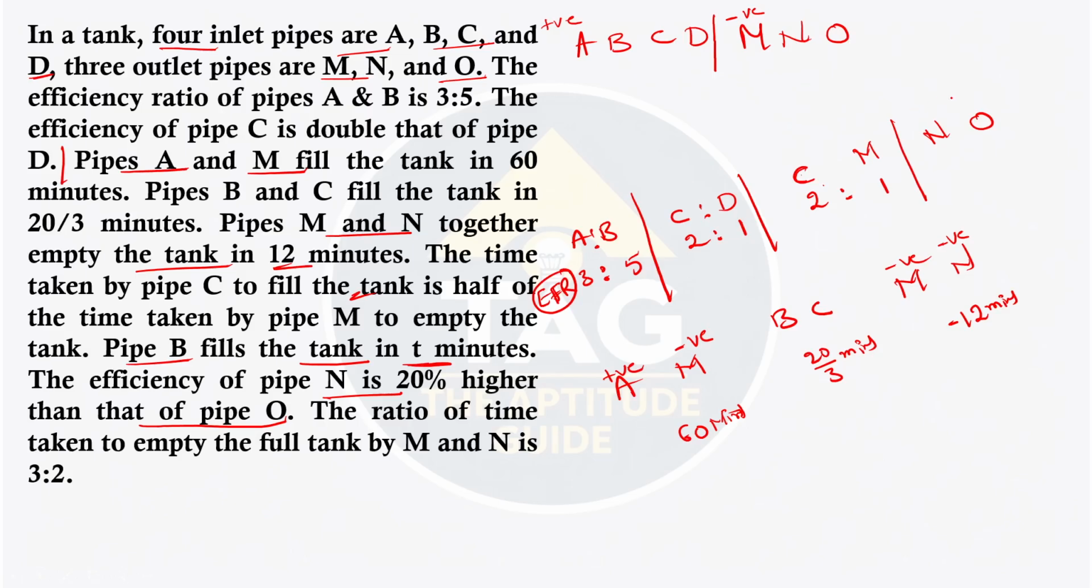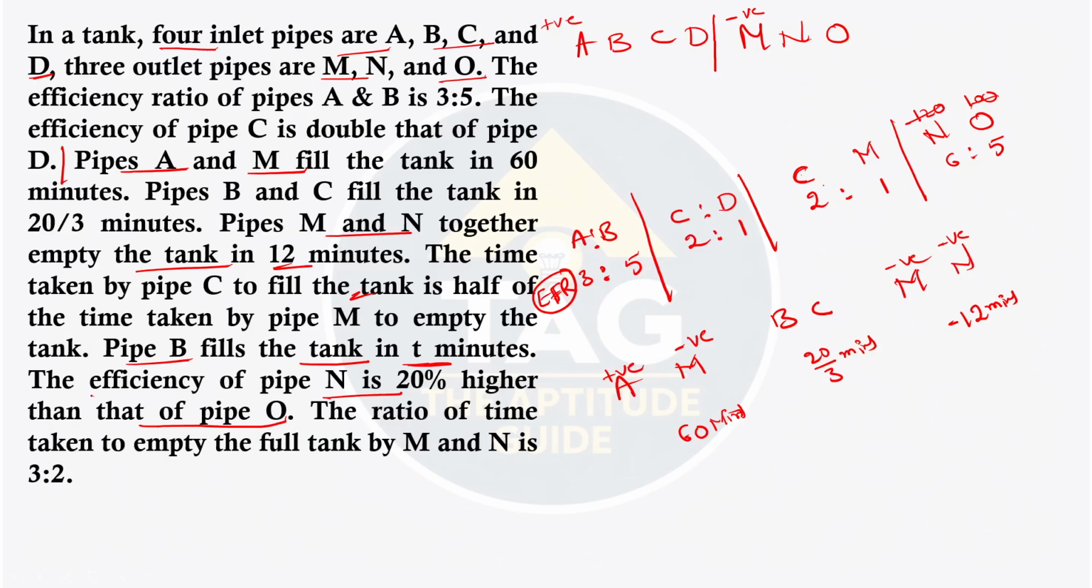If you still didn't get used to it, as N is being compared with O, let's assume O as 100 percent. N should be 20 percent more than O, so N has to be 120. Now find the ratio between 120 and 100: that's 20 times 6, 20 times 5. So the efficiency ratio of N and O is 6 is to 5.